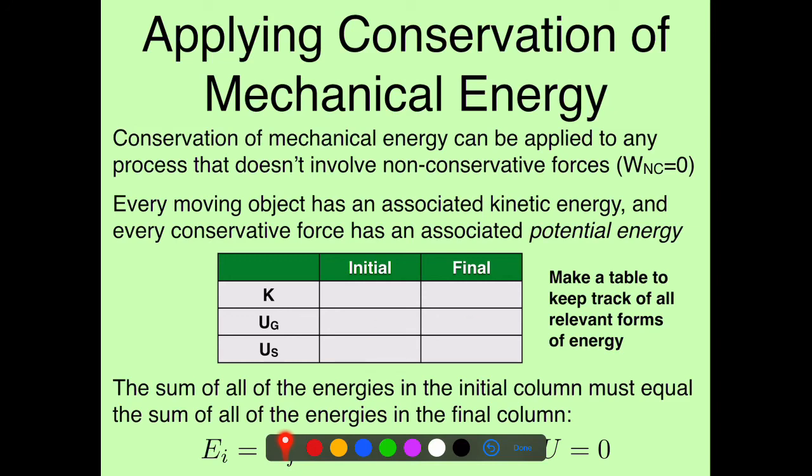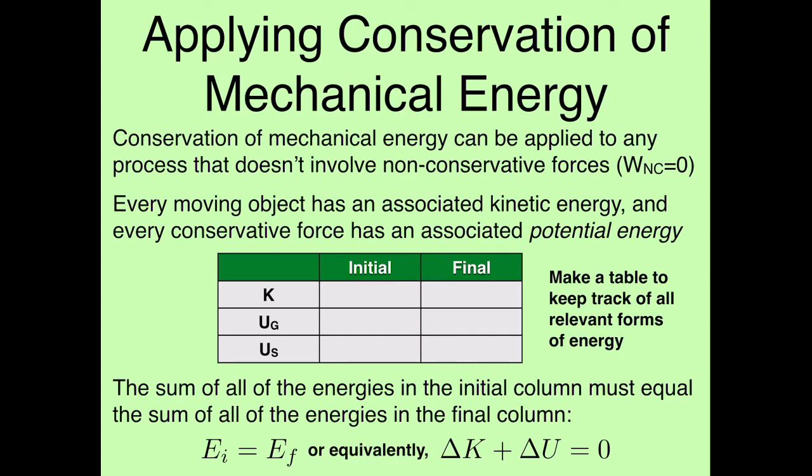and you do the same for the spring potential. So if we want to say that mechanical energy is conserved, then the sum total of all the energies in your initial column here have to equal all of the energies in your final column. That's how we apply the idea. So the equation we're thinking about is E_initial, which would be, again, all of these energies in the initial column added together, equals E_final, all of these added together.